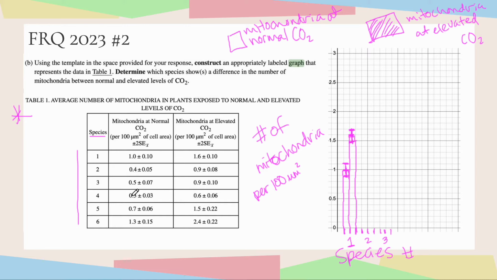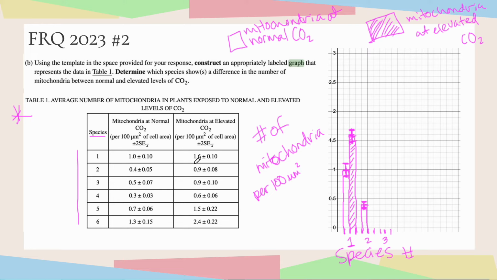All right, moving on to species 2, I have a mean of 0.4. So I'm going to go up to 0.4 like so. And I just realized I forgot to fill in my elevated CO2 bar, so I'm going to do that now. Okay, now going back to species 2, and now I have a standard error of my mean of 0.05. So it's supposed to be halfway between those. That's just incredibly hard to do on the computer, and it should also be halfway going down, like so.